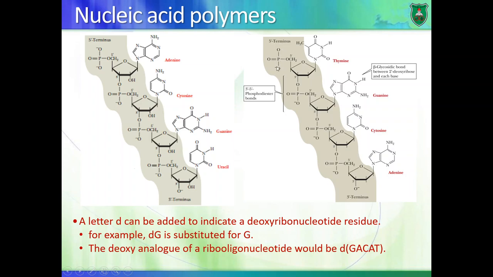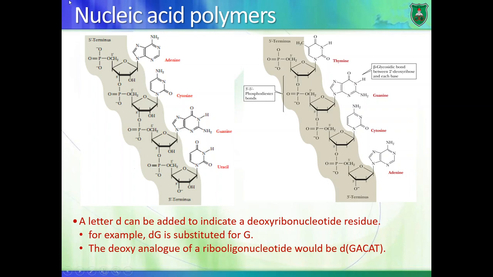And that is why when we talk about these polymers, we say that these have ends. They have ends, and these ends are known as the 5' end and the 3' end. So every time we want to add a nucleotide to make the polymer longer, we add it to the 3' end of the molecule, forming a phosphodiester bond.